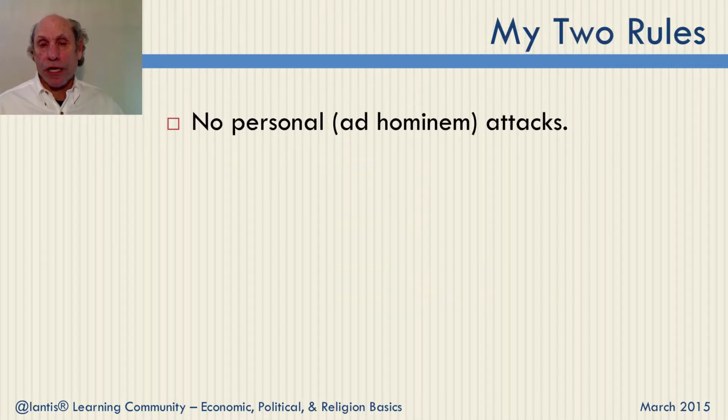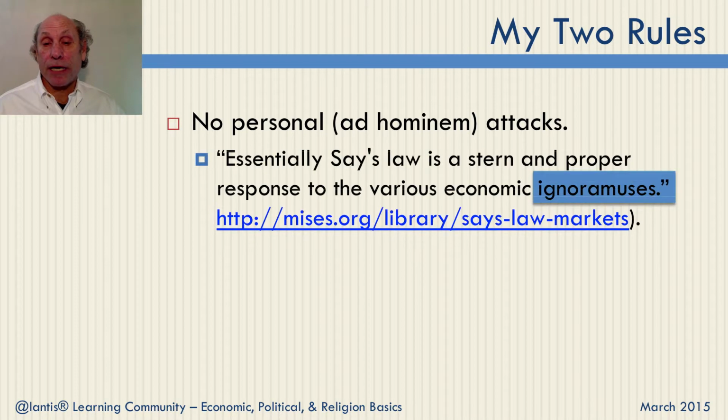I have two rules for this class. First is no personal ad hominem, as we call them, attacks. Here's an example. This I got out of Mises.org. There was an article written that says, essentially, Say's law is a stern and proper response to the various economic ignoramuses. I see that as a personal attack. I see that as an ad hominem attack. There's no reason to call somebody an ignoramus. It doesn't help your argument, and it just is a personal attack.